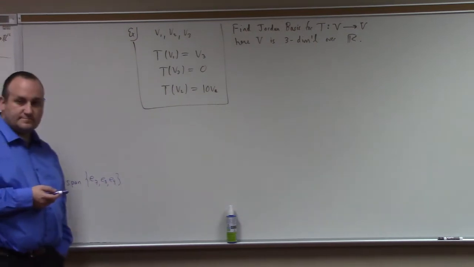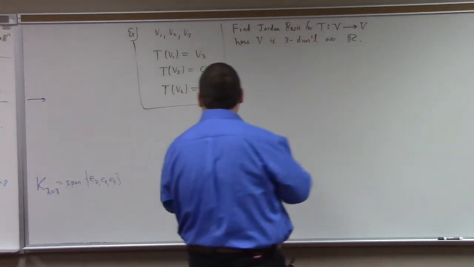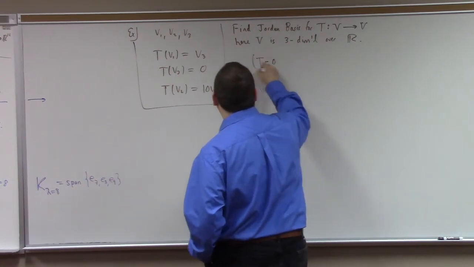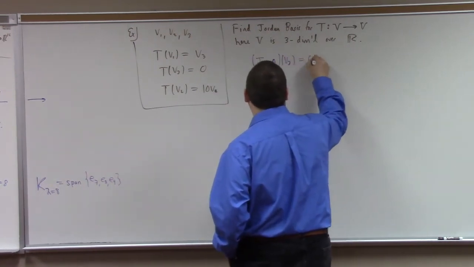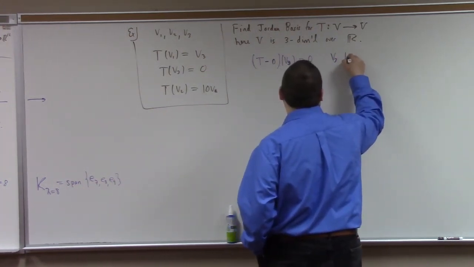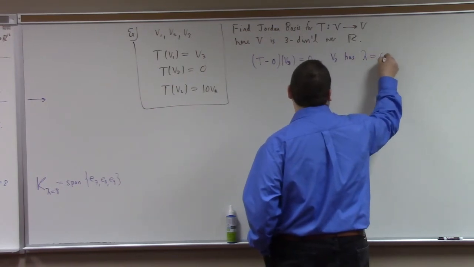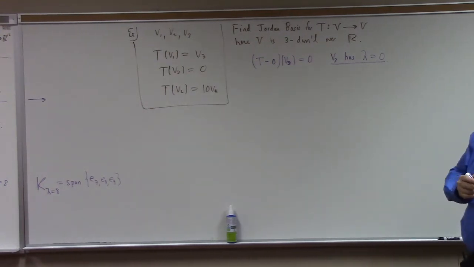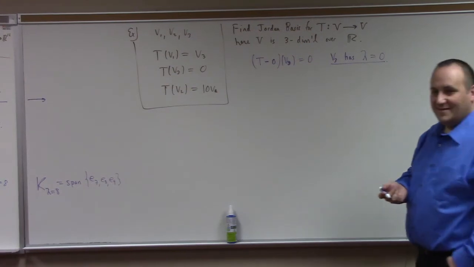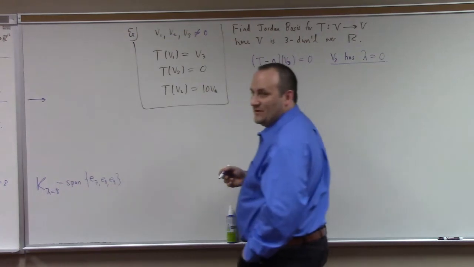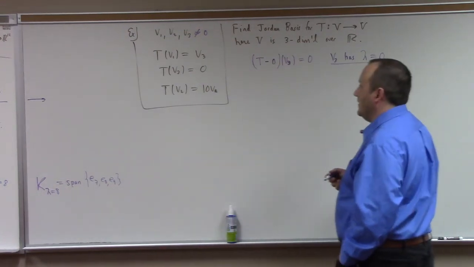What's V2? These are eigenvectors. So if you look at it, T minus 0 times V3 equals 0. In other words, V3 has lambda equal to 0, and it's just straight an eigenvector. Now, in fairness to you guys, until I tell you that V1, V2, and V3 are non-zero, we can't say this. If these are 0, then it's no help. But it is okay.